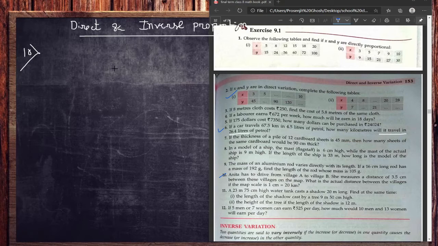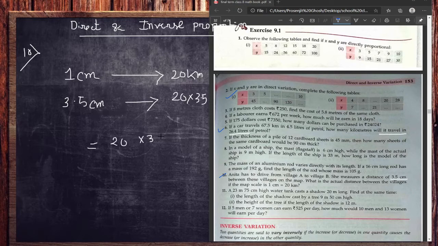Okay. So that is very simple. You can also use the unitary method: 1 centimeter is given as 20 kilometer. Then how much is the distance for 3.5 centimeter? That is 20 into 3.5. So the calculation is also easier. Just break that decimal into 35 by 10, cut that with 0, and you will get 70 kilometer as your answer. So is that in direct variation or not? Yes, it is in direct variation.